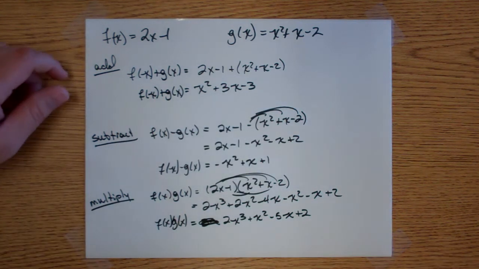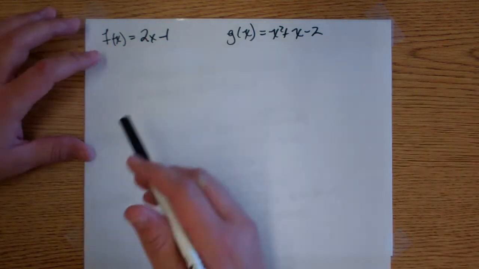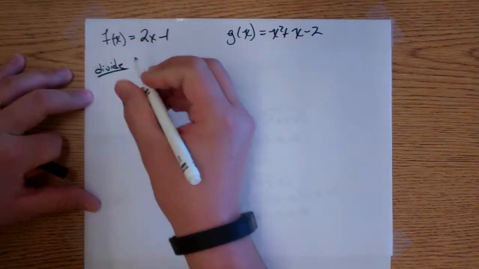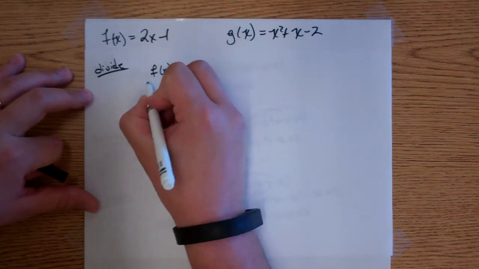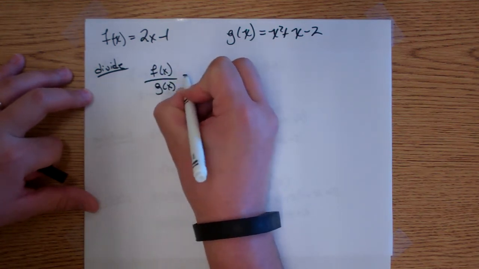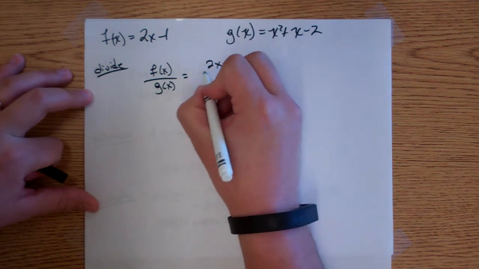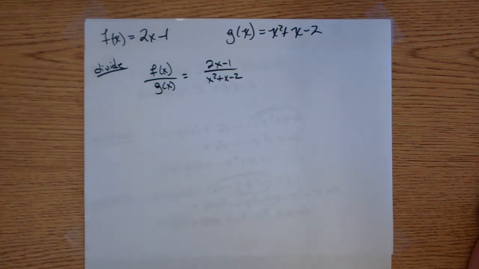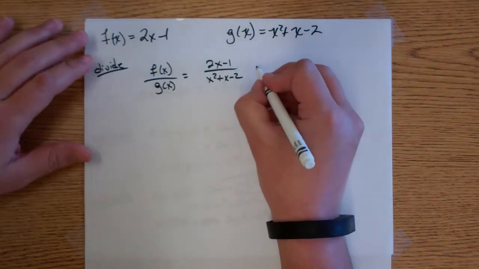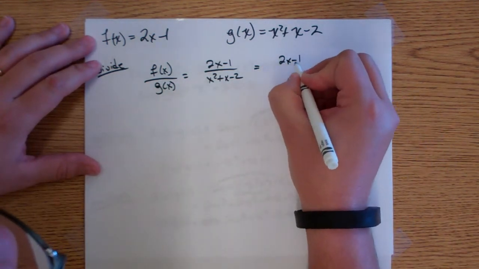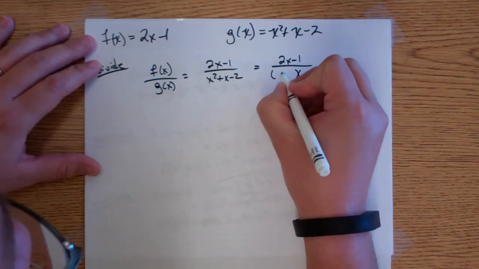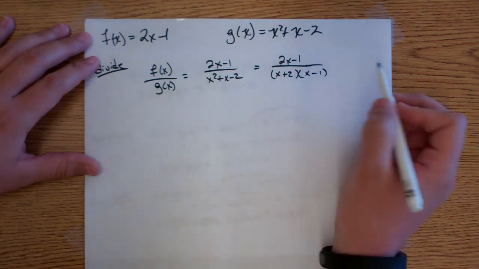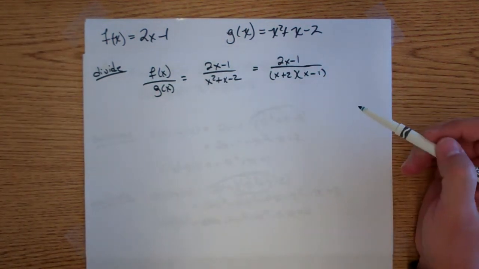All right, now let's look at divide. I'm going to leave this up here so we have those two functions. Now let's look at division. If we have f of x over g of x, we just have 2x minus 1 over x squared plus x minus 2. Now, even if you factored the bottom, we can't simplify this any further. This would be x plus 2 and x minus 1. You should know how to factor. So we can't simplify this.